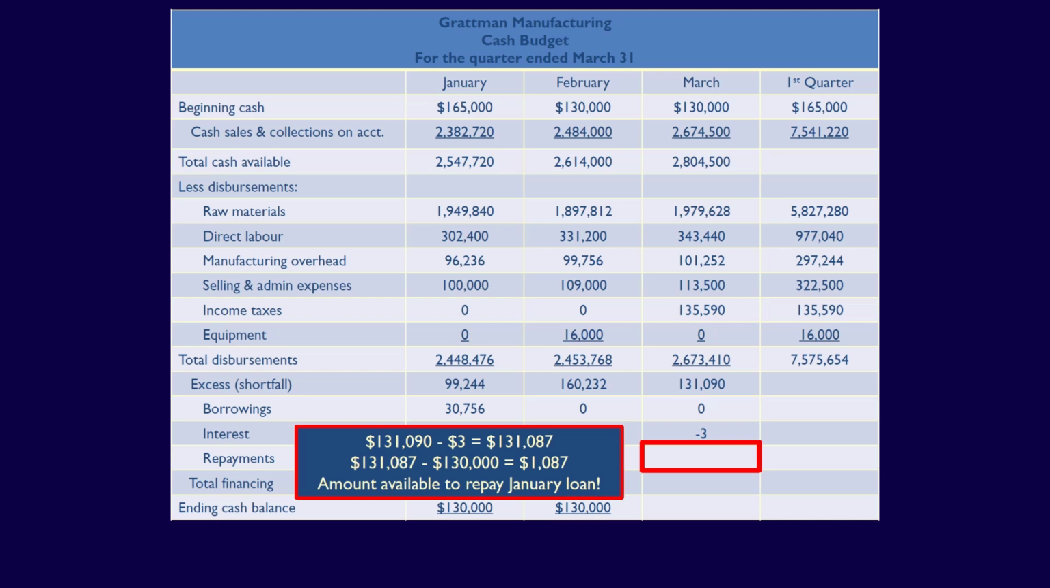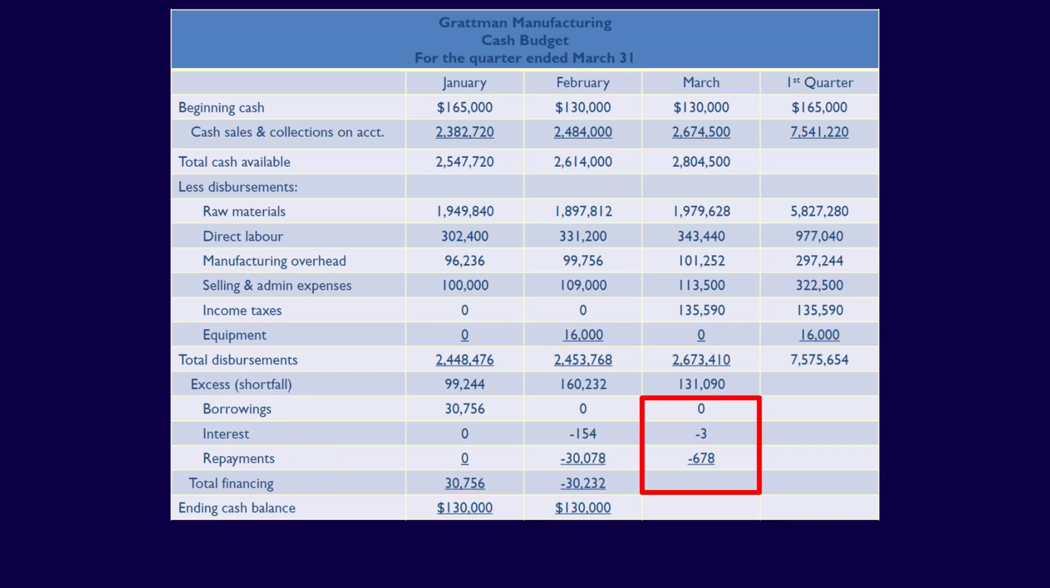So, available cash of $131,087 minus required cash of $130,000 is equal to $1,087. This is the amount available to repay the remaining January loan. Since the amount left from January is only $678, we have enough to repay 100% of the remaining loan. Repayments are therefore negative $678. Total financing for March is 0 plus negative 3 plus negative $678 for a total financing of negative $681, an outflow for March from financing.